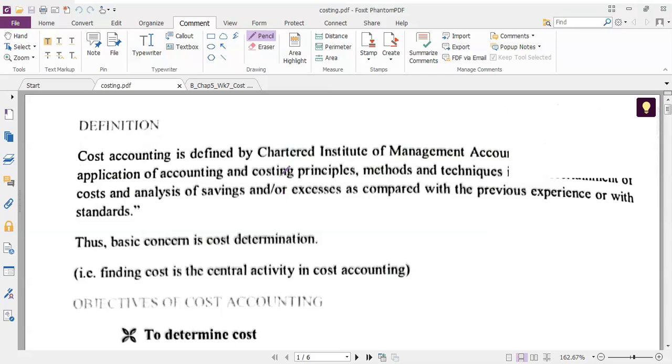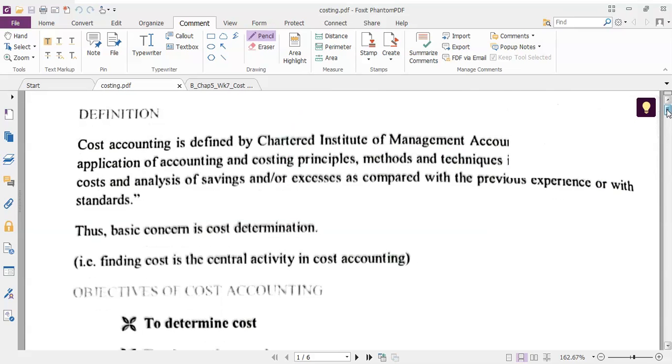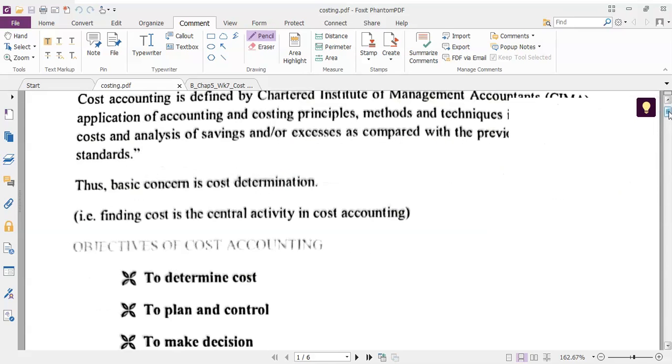So the chapter on cost accounting will be included in the final exam question, my dear. So please make sure that you remember this, okay, cost accounting will come in the final exam questions. Please take note, cost accounting will come in the final exam.